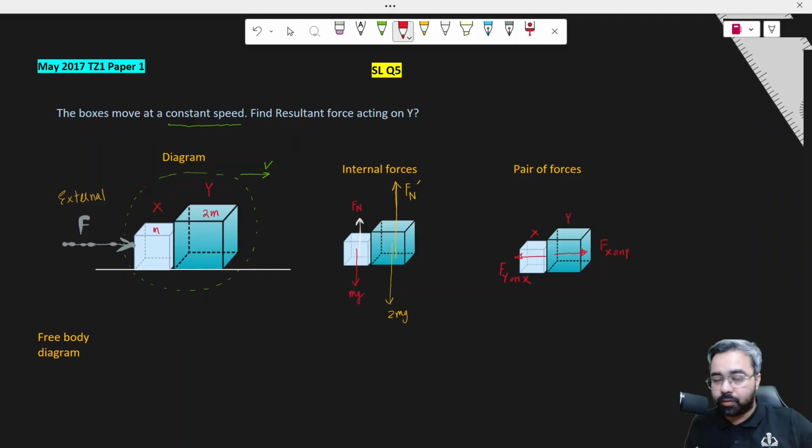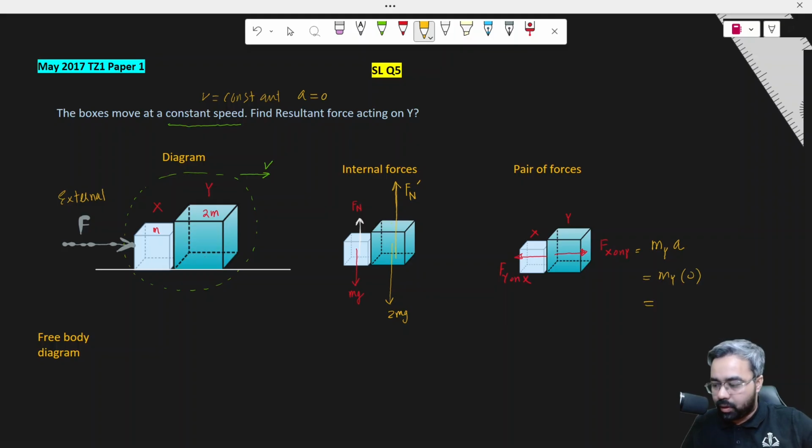These are the pair of forces, and in IB, the pair of forces is a very important question usually asked. So what we need to calculate is this force. We can apply Newton's second law to write its value: it is equal to mass times acceleration. Since it is moving with a constant velocity, the acceleration is 0. So this force obviously should be 0.